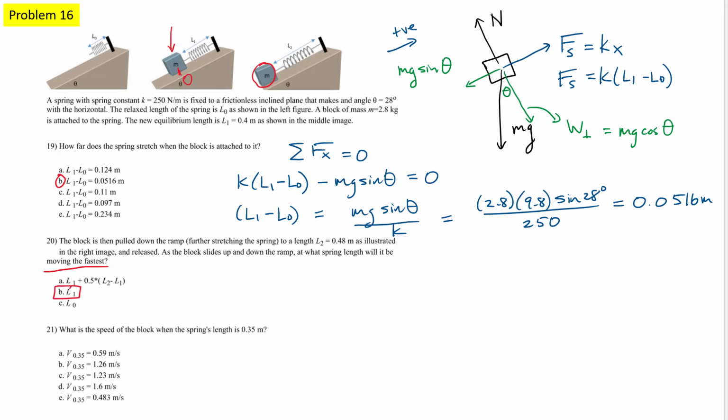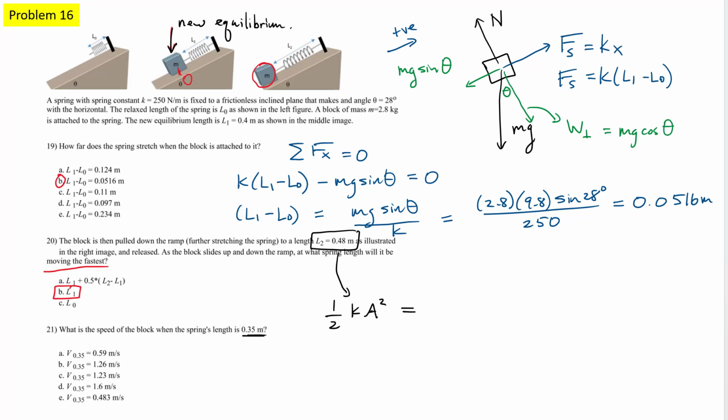Problem 21 says, what is the speed of the block when the spring length is 0.35 meters? I'm going to take this to be my initial position over here. It is not moving, so at this position all my energy is spring potential energy. When you choose this middle position to be the new equilibrium position, you don't have to worry about including gravitational potential energy. It's already included when you set up this new equilibrium position. So the only thing we need to worry about is kinetic and spring potential energy.